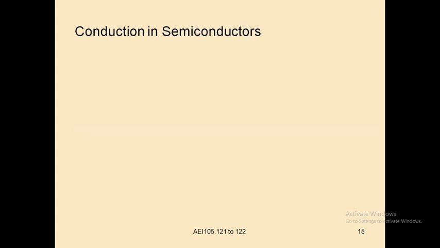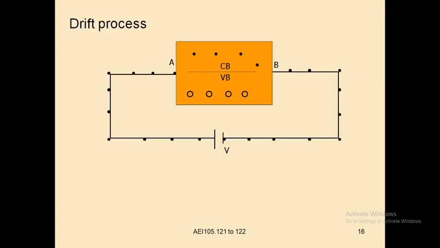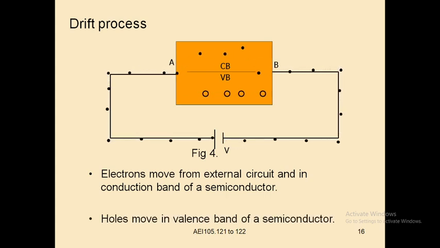Now I am moving on to conduction. Conduction in semiconductors will be carried out by two different processes, the drift process and the diffusion process. While coming to the drift process, this figure shows the continuous movement of electrons and holes in a semiconductor device. Here electrons move from the external circuit and in the conduction band of the semiconductor. Holes move in the valence band of the semiconductor. This is the process of drift.